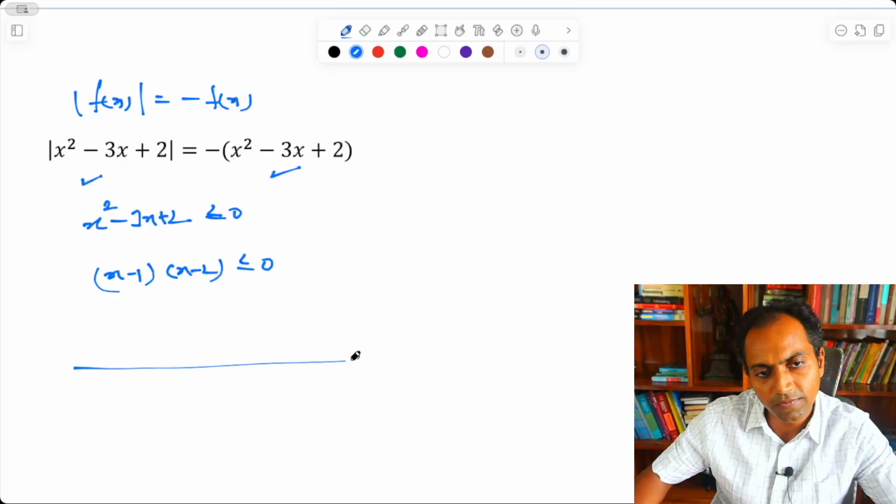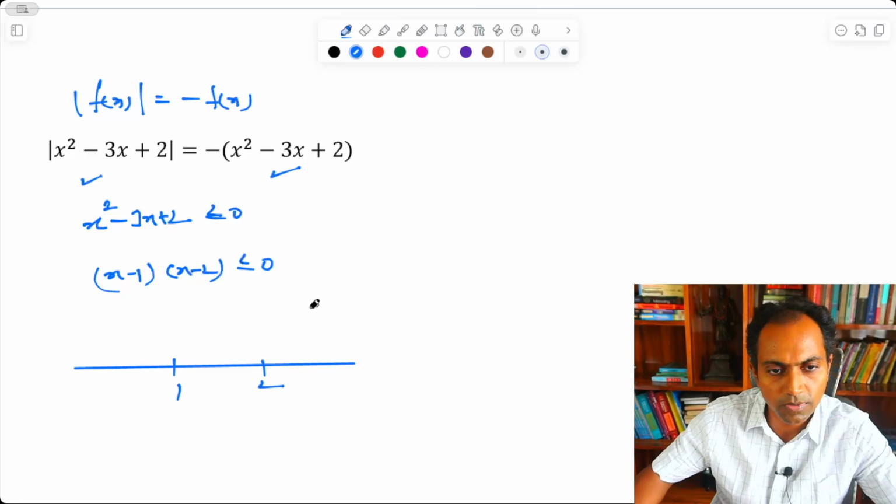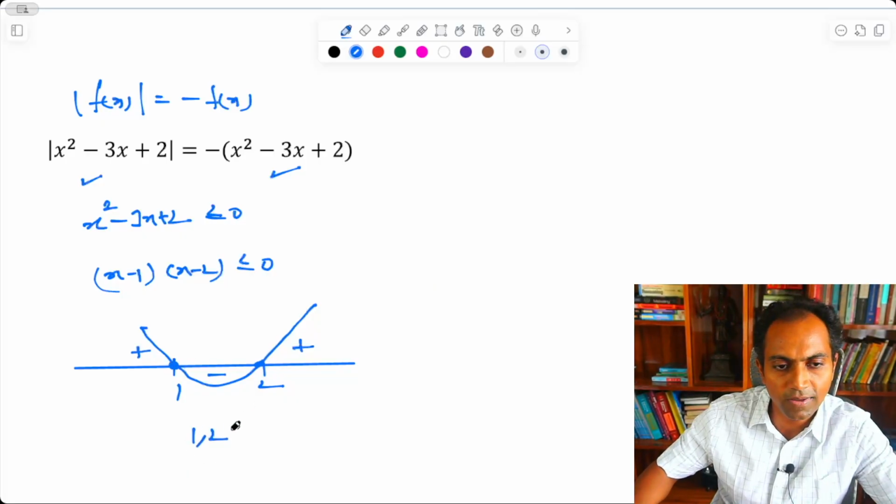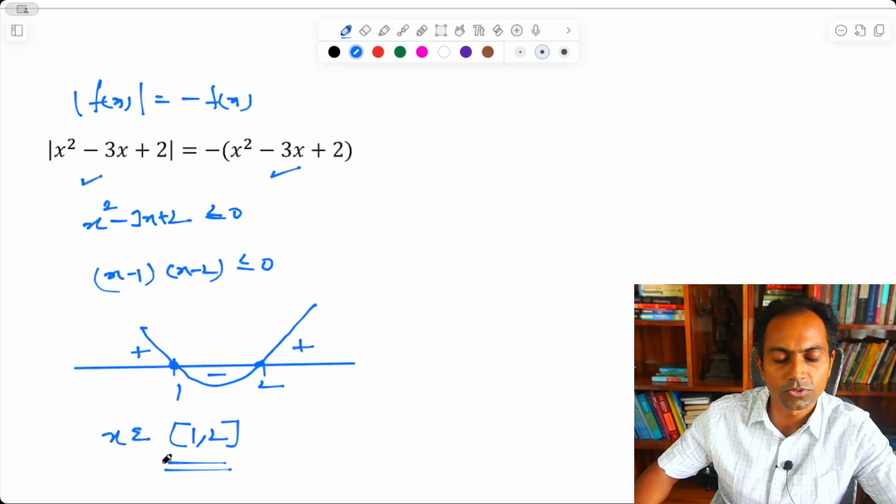We can apply the wavy curve method. We have got 1 and 2 on the number line. We will draw a wave, plus minus plus. We will include these points because there is an equal to sign. The answer becomes any value between 1 and 2 closed. This becomes the answer to this question.